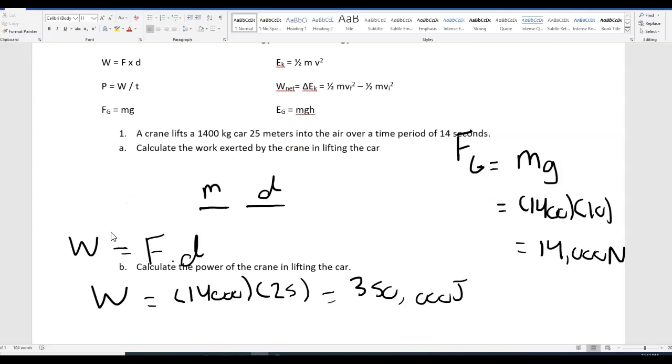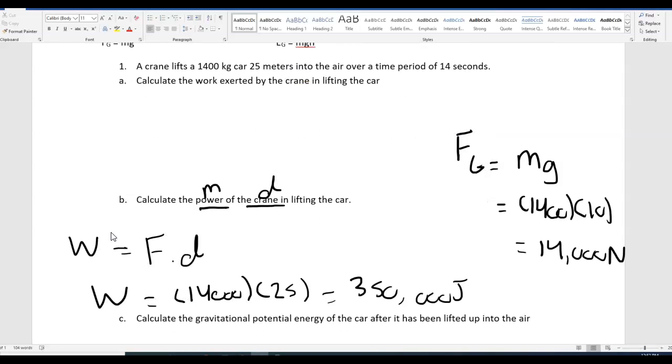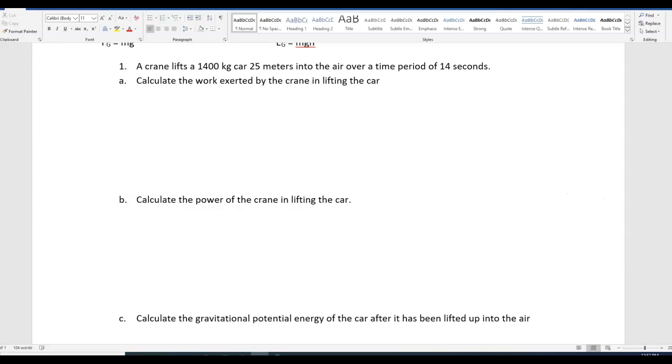So moving on to question B. Now remember that work was 350,000 joules, so I'm going to erase this. Remember that power is how quickly work is done. In other words, power is work over time.